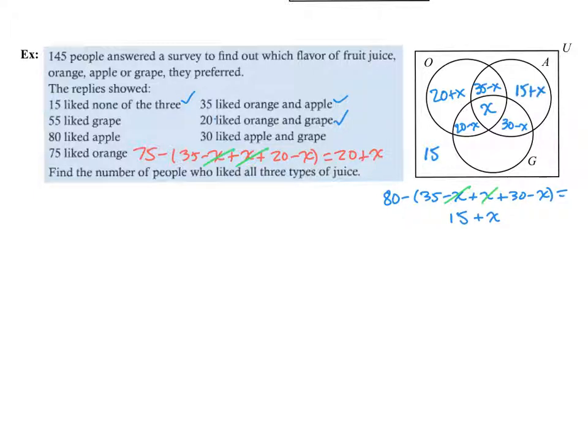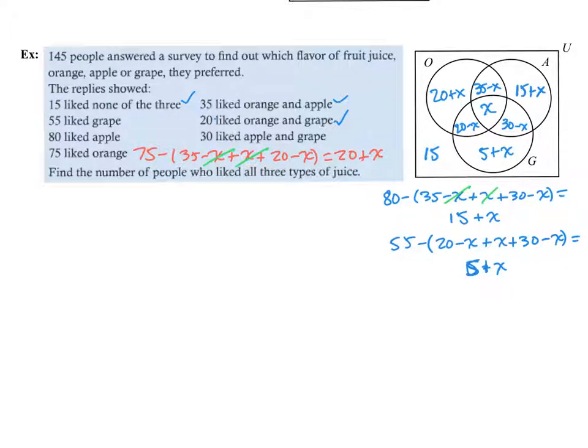Okay, and then last but not least, let's talk about grape juice people. So the 55 people liked grape juice. So if we take 55 and subtract the sum of those three expressions, 20 minus x plus 30 minus x, we'll simplify that expression, and it turns out to be 5 plus x, all right? So 5 plus x is the expression for the number of people that like grape only.